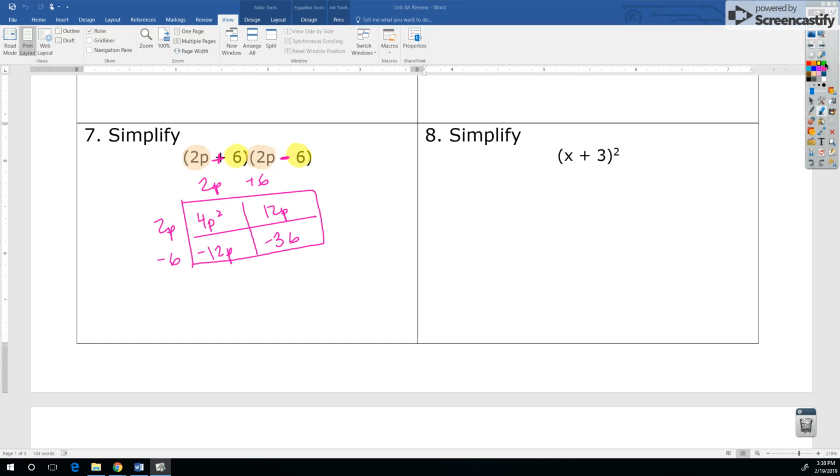When you look at your like terms, you should notice that one is positive and one is negative. So when I combine these, they cancel out. So I'm just left with 4p squared minus 36.